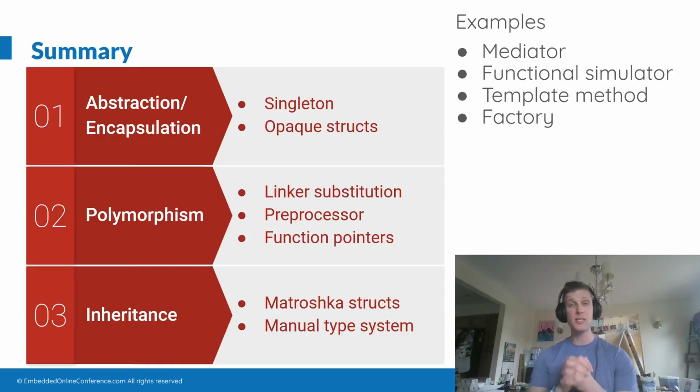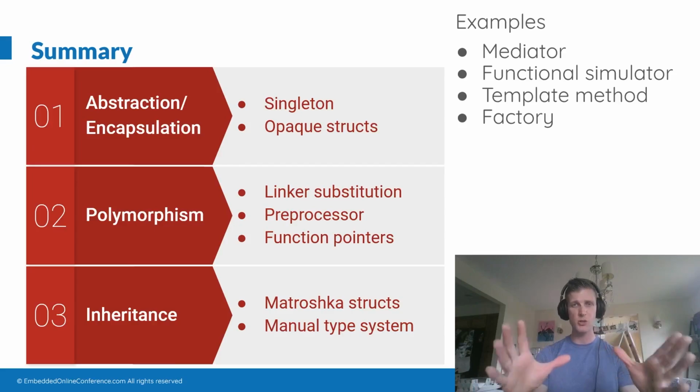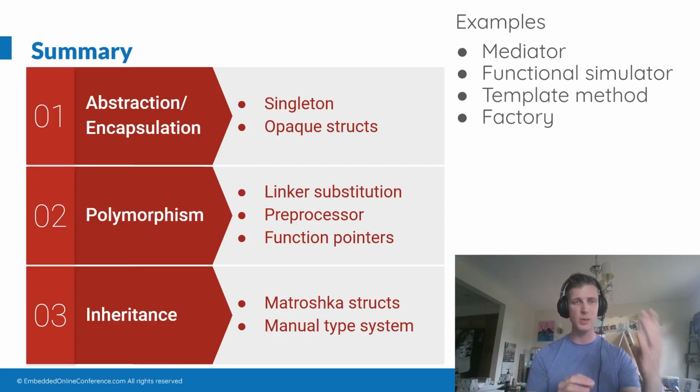Okay, folks, thanks so much for your attention. That's all I got. I just want to summarize real quick, making sure this is the thing you take away from today. We talked about the four principles of object-oriented programming, which were abstraction, encapsulation, polymorphism, and inheritance. I showed you a number of ways that you can apply those techniques to your code using the singleton and opaque structs to provide encapsulation, using linker substitution, the preprocessor, or function pointers to create either build time or runtime polymorphism.